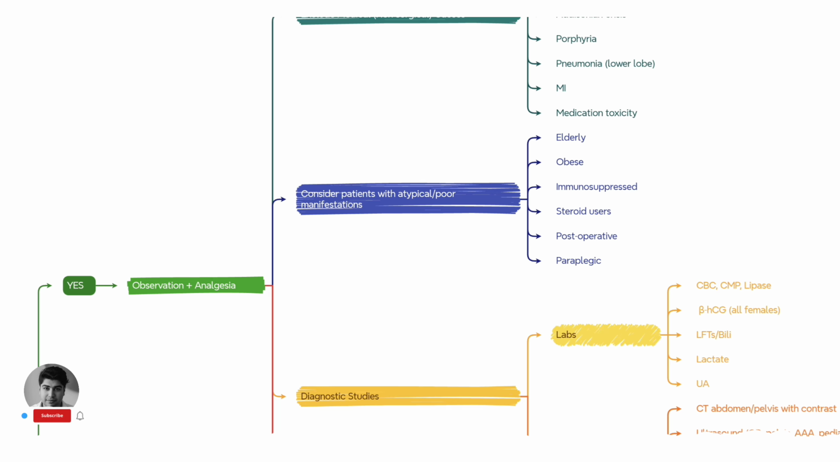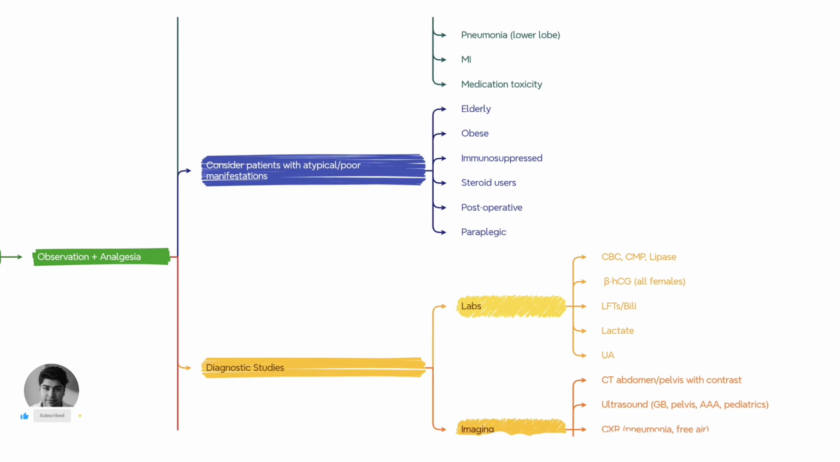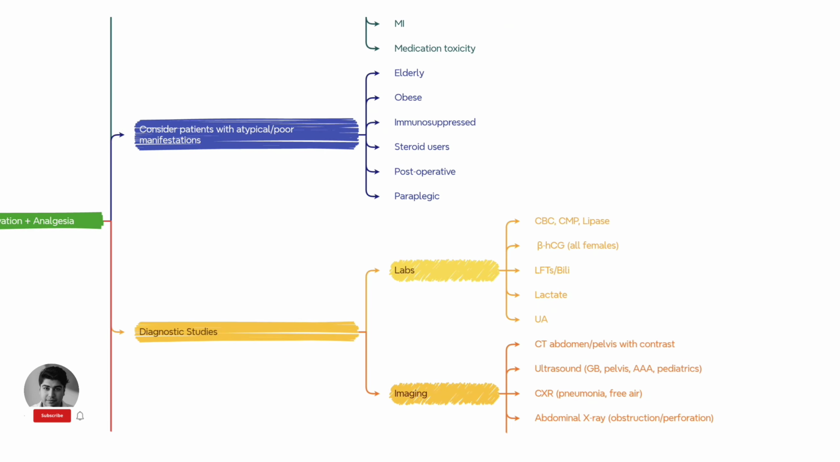Diagnostic studies, labs. CBC for infection or bleeding. CMP for electrolytes and hepatobiliary clues. Lipase for pancreatitis. Lactate is one of your highest yield numbers. Elevated lactate should trigger concern for ischemia or shock. And beta-HCG is mandatory in all reproductive age females. Never skip it.